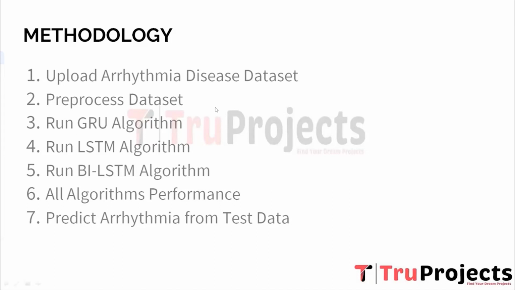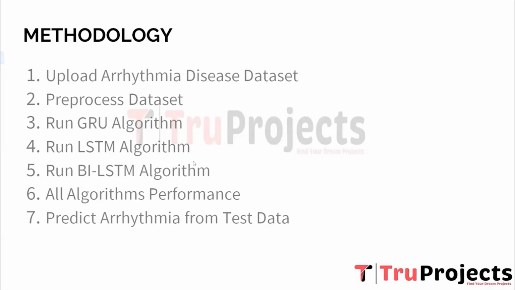Once the dataset is acquired, it needs to be pre-processed to make it suitable for training the algorithms. This involves several steps such as filtering or removing noise from the ECG signals, resampling the data to a consistent frequency, segmenting the signals into individual heartbeats, and normalizing the data to a common scale. Third, run GRU algorithm. Here GRU stands for Gated Recurrent Unit algorithm, a type of recurrent neural network, which is then employed for arrhythmia detection. This involves constructing a GRU model using a training subset of the pre-processed dataset.